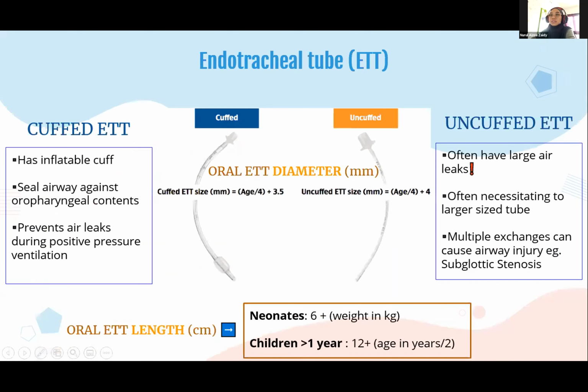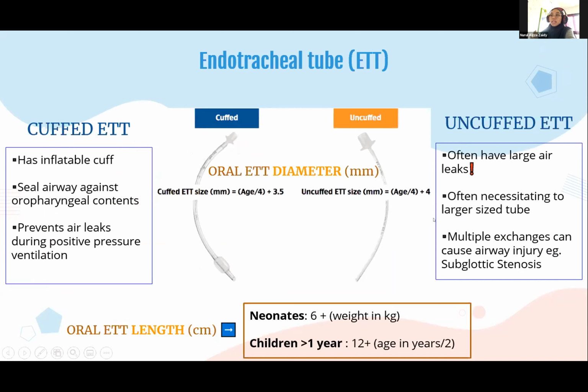Next is the tube itself, the endotracheal tube. We have two types, cuffed and uncuffed. The cuffed type has an inflatable cuff, which can seal the airway against the oropharyngeal contents and prevent air leaks. The uncuffed ETT often has large air leaks, often necessitating a larger size tube.